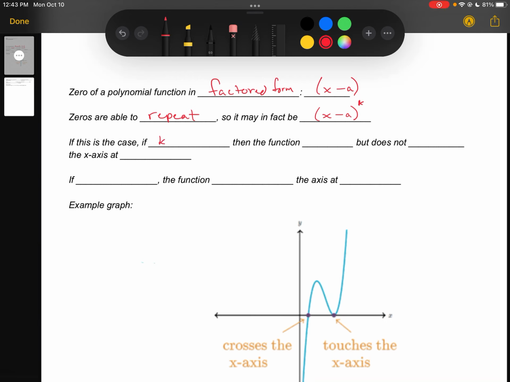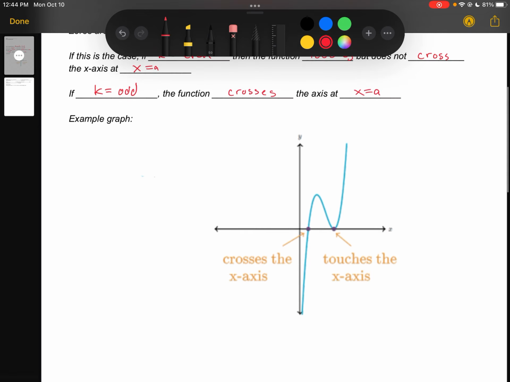If we see a repeated root, if k is even, then the function touches but does not cross the x-axis at x equals a. Basically what that's saying is if it's to the second power or to the fourth power, we're not going to see this go across the axis. It'll bump into it and then just go back the way that it came. So it won't go through it. If k is odd, though, so first power, third power, and so on, then the function does in fact cross at x equals a.